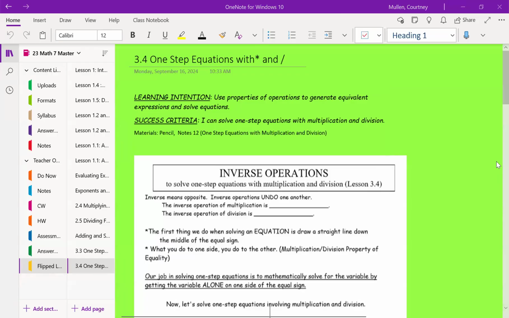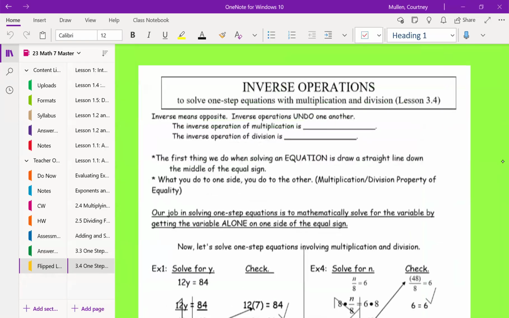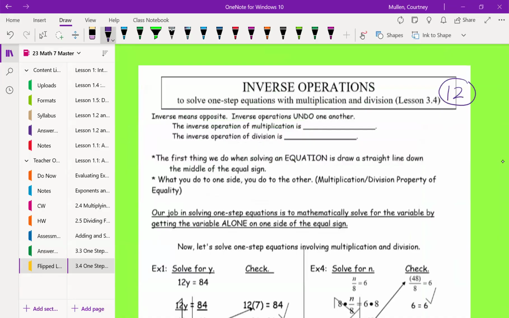Today we're going to be working on solving one-step equations with multiplication and division. You'll need a pencil and note 12. Here we go. So first, let's start by numbering our notes. Notes number 12, and go ahead and get started.